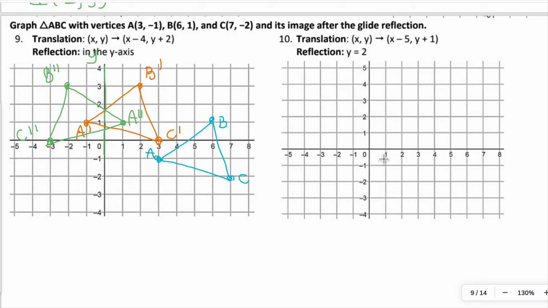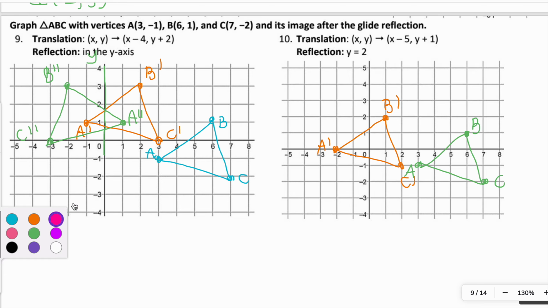Okay. And then number 10, another translation and a reflection. This time we have those same points. I'm going to say 3, -1 for A, B, 6, 1, and C, 7, -2. Connect. And then this one is going to go to the left 5 and then up 1. So here's my A prime. B, left 5, up 1, and then C, left 5, up 1. So very close together.